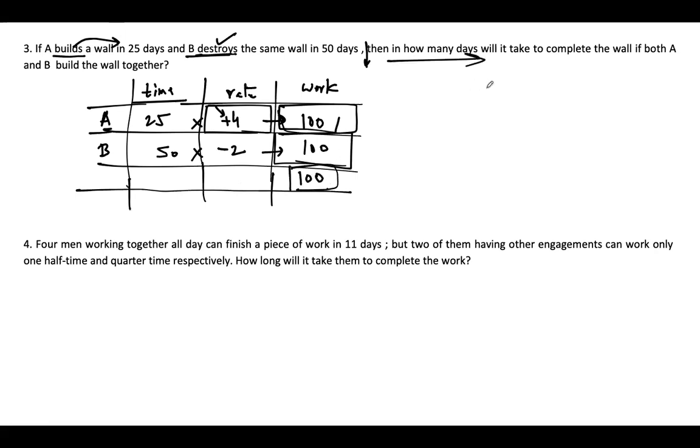And please read the question. In how many days will it take to complete the wall if both A and B build the wall together? If both are working together, 4 minus 2, 2 units per day they are doing. Something into 2 is equal to 100. So what is that something? 50 days.